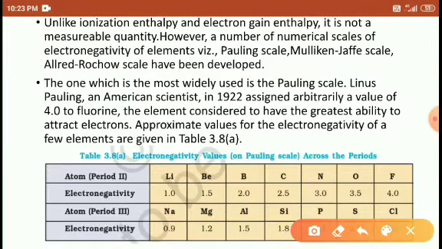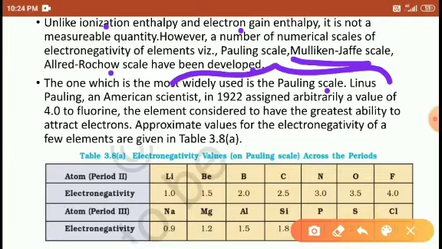Unlike ionization enthalpy and electron gain enthalpy, electronegativity is not a measurable quantity. However, numerical scales of electronegativity of elements have been developed: the Pauling scale, the Mulliken-Jaffe scale, the Allred-Rochow scale. One of the most widely used is the Pauling scale, right, students?